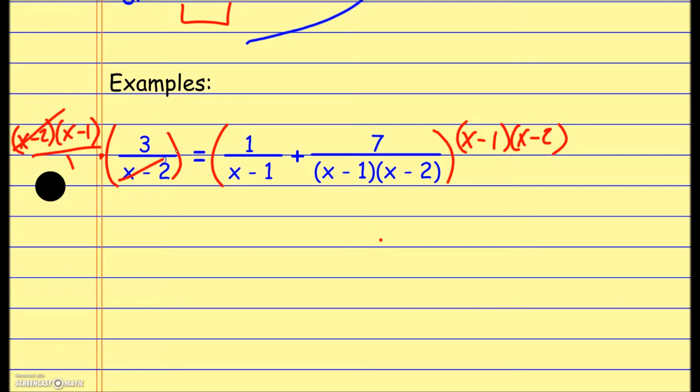The x minus 2's cancel out. So I just have the x minus 1 times the 3, which I distribute. It gives me a 3x minus 3. All right. Over on the other side, I've got to do this twice because I have to distribute to each of these fractions. So here's what that looks like.